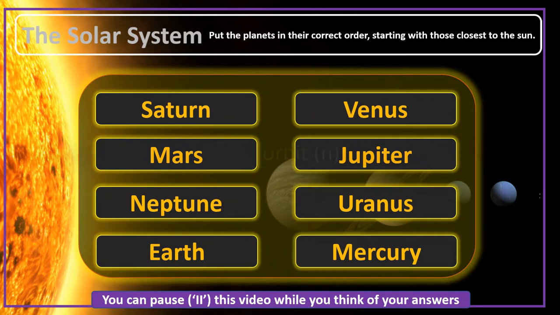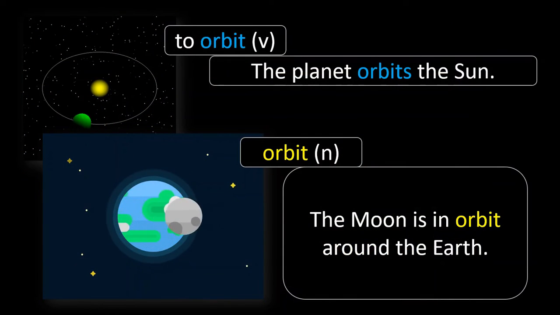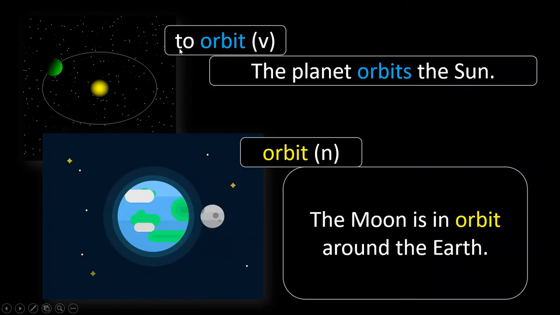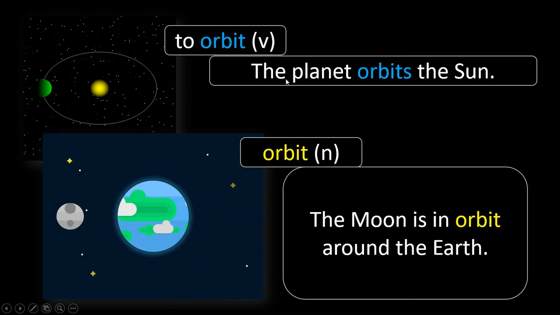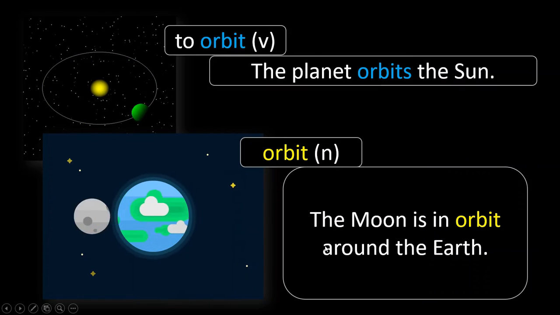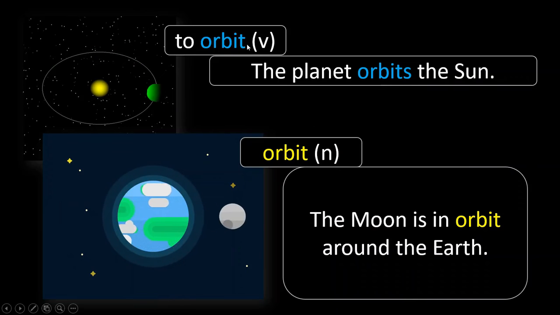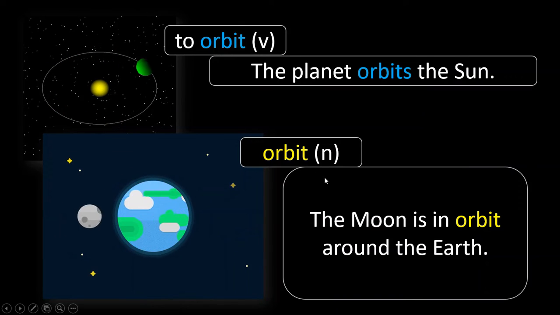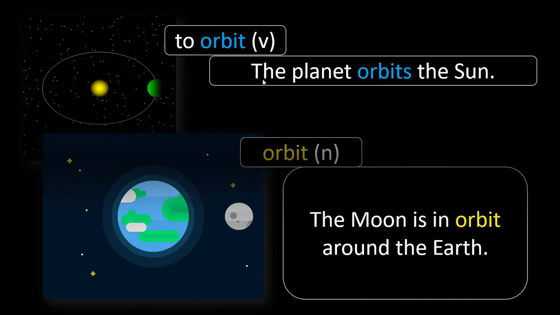Okay, let's continue. The movement of planets and moons, and indeed our own solar system, is to orbit. Orbit is a verb and a noun. For example here, as a verb, the planet orbits the sun. Here as the noun, the moon is in orbit around the earth. So remember, orbit is both a verb and a noun.